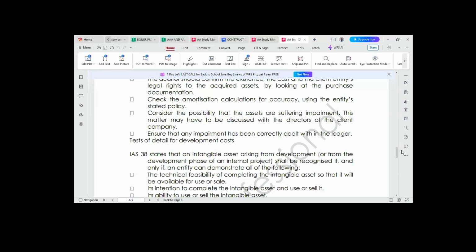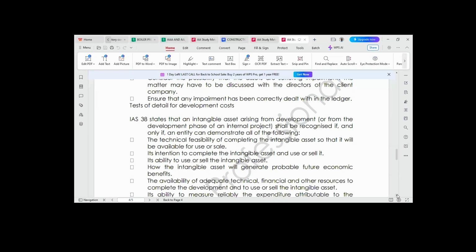They said the developmental phase of an internal project shall be recognized if and only if an entity can demonstrate all of the following. Number one, the technical feasibility of completing the intangible asset so that it will be available for use or sale. That is the example there. I hope you can relate. The next condition you also need to look at is the intention to complete the intangible asset and use it or sell it. You still remember that example I gave us, right?